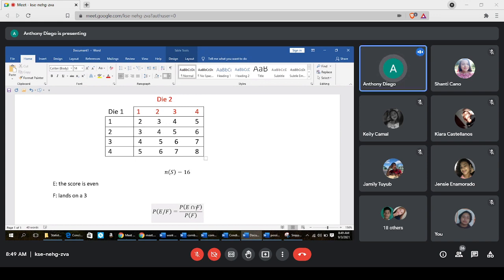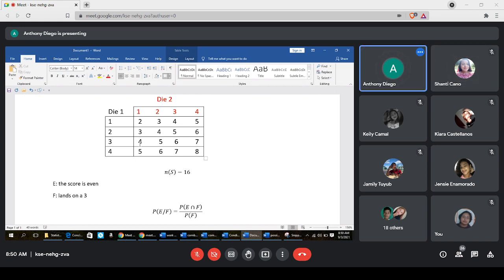Okay, the score is even and it lands on a tree. So if you notice here, what will happen is it lands on a tree. It's even and lands on a tree. And this is an even score and it lands on a tree? No, sir, it will be 4 because it's only 2 of them that are even there, like in each of the 3 columns, sir.